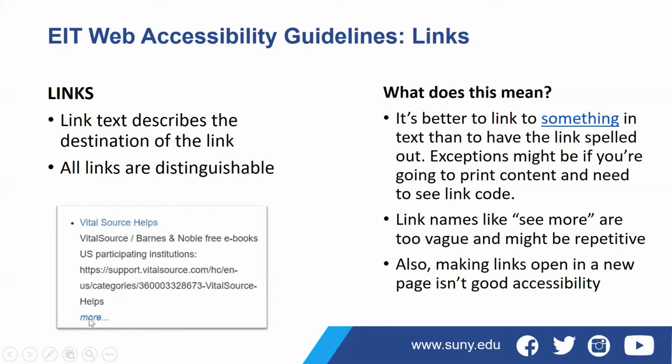So if you create an asset in LibGuides and you want to put more information about it, it comes up with this "more". And then if you have several of these on a page, you're going to get several links called "more", and that can be really confusing. It doesn't give somebody who's using a screen reader any information about where that link is going to.